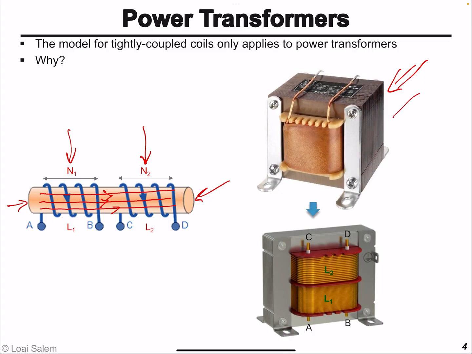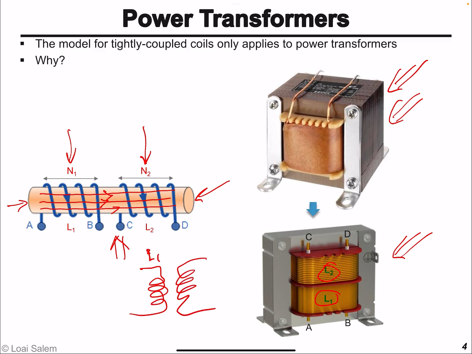And if we open this transformer, we see that basically it's two coils that are wound on the same core material. And as I mentioned, this maximizes the coupling between the two coils, and so we can use the simple model that we had last video for tightly coupled coils.